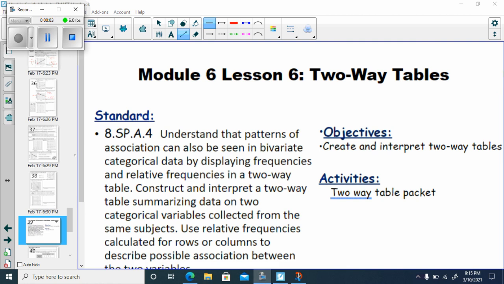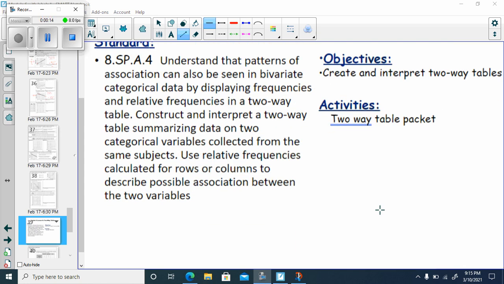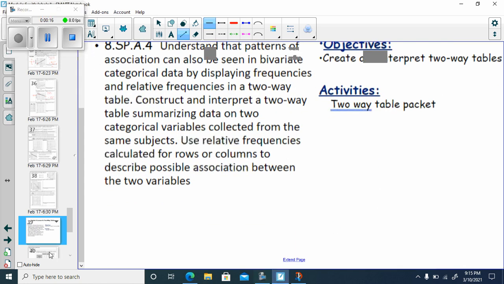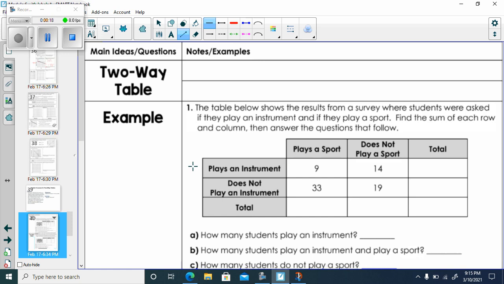This is Module 6, Lesson 6, two-way tables. We're going to understand how to construct and interpret two-way tables, and this is basically where you use survey data. This comes from the packet. We're going to start with this.